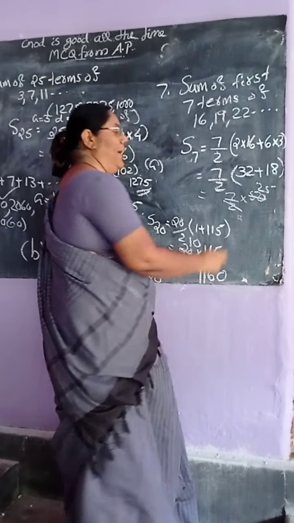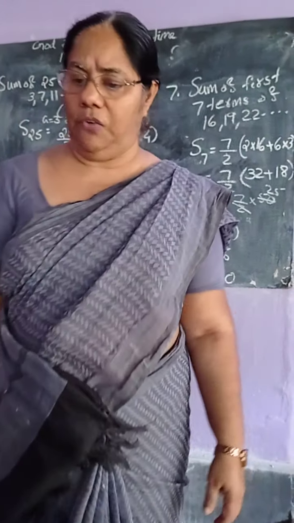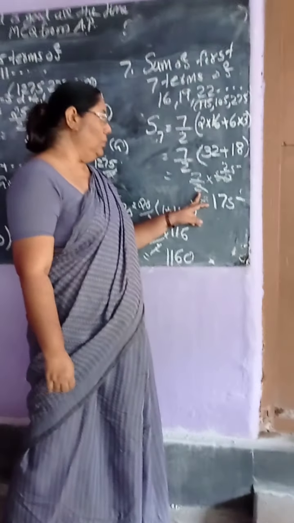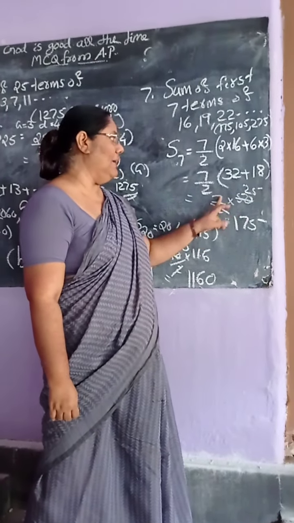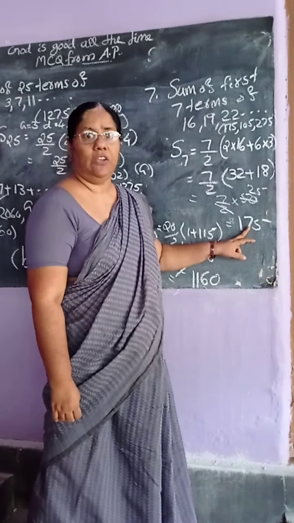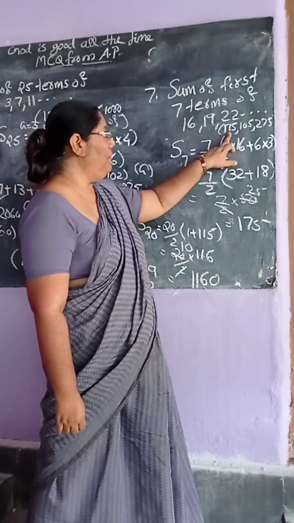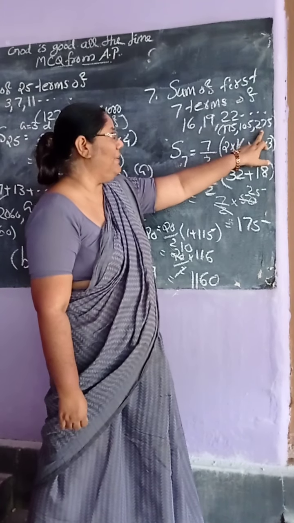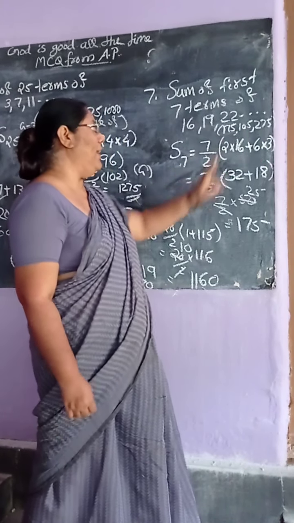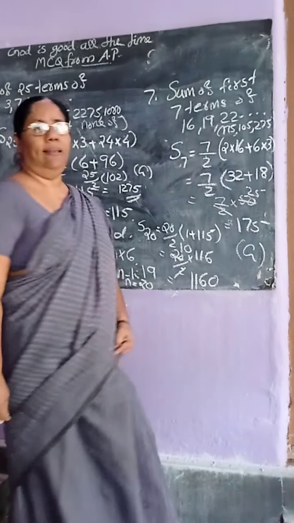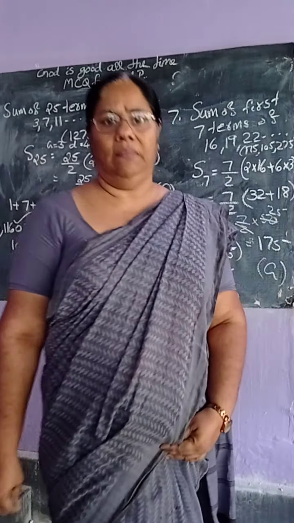7 by 2 into 50. What is 25 into 7? The answer is, 2 and 50 cancel, 25. 7 into 25 is 175. Then look at the options given on the board. 175 is there, 105 there, 275 there. Therefore, the final answer is option A. Okay, then write.